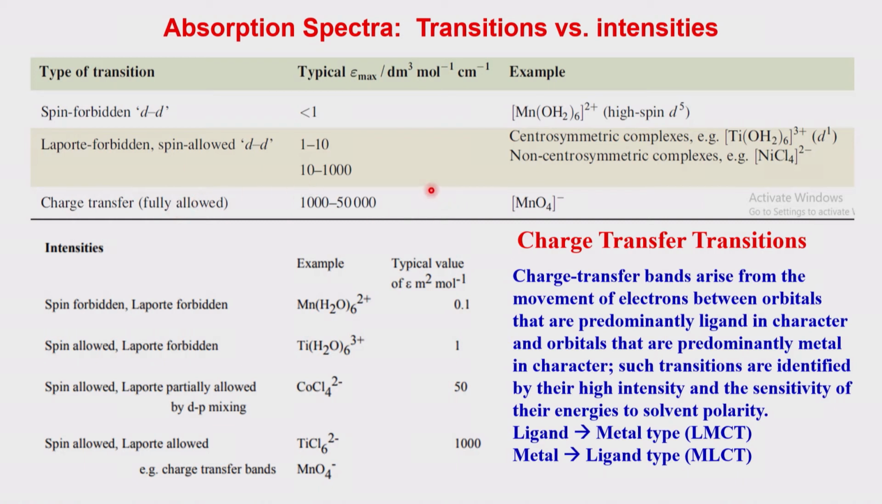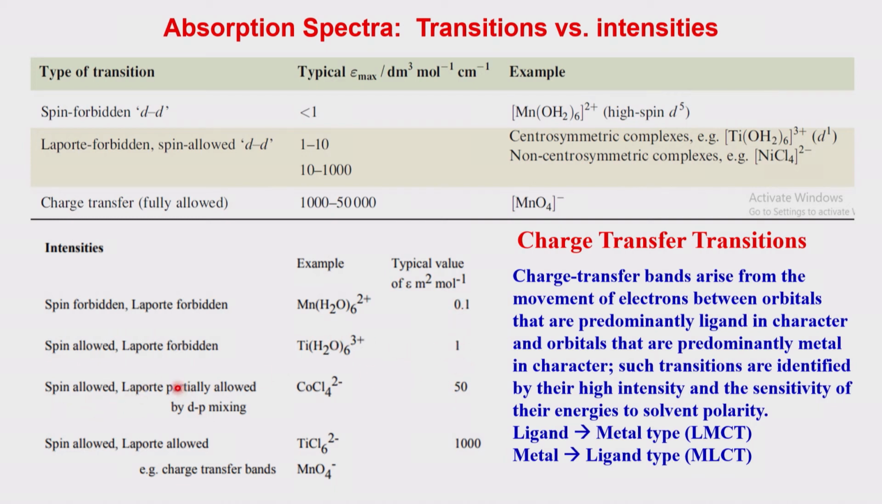The charge transfers are much stronger than the spin forbidden, the Laporte forbidden, or even spin allowed, all those kinds of transitions. Okay. So, the same thing I put in a slightly different way, so that it becomes more effective. For example, spin forbidden, Laporte forbidden manganese hexaaqua 0.1 is the value. Spin allowed, Laporte forbidden titanium hexaaqua 3 plus is a d1. So, 1 electron can go easily to the upper level, though d-d is forbidden, but the spin is allowed. Okay, that is 1, because the symmetry value increases, but not so much.